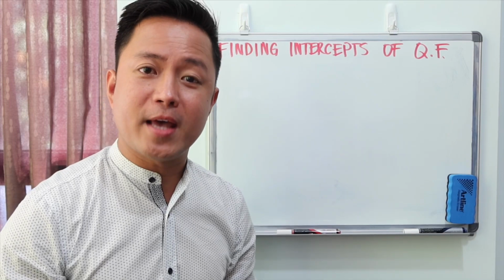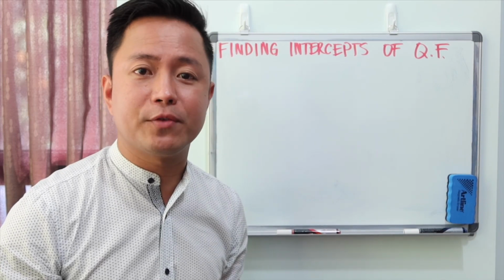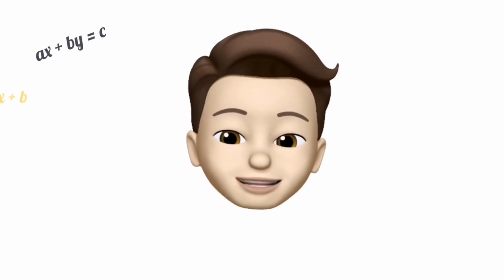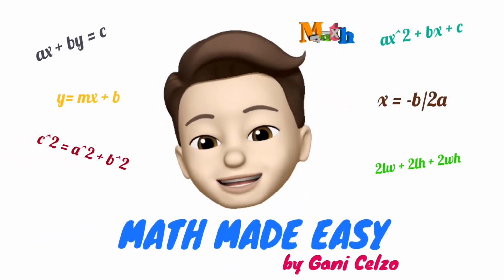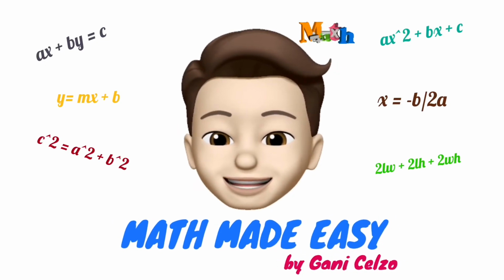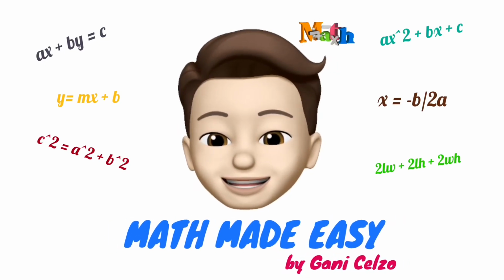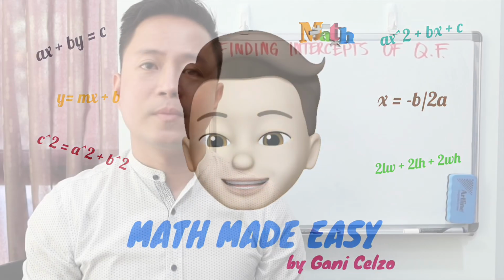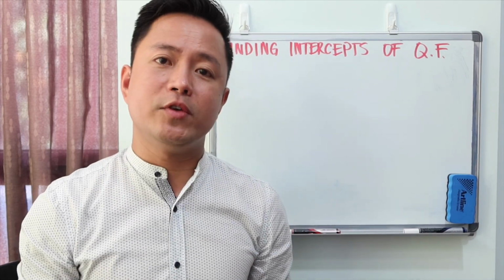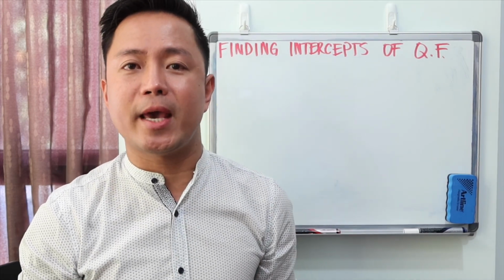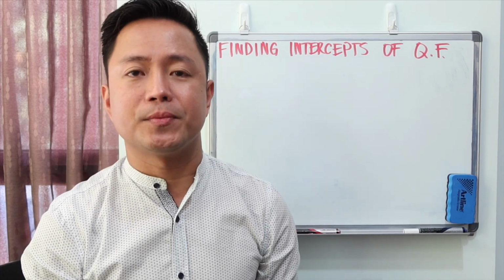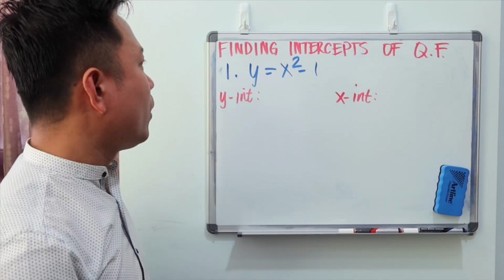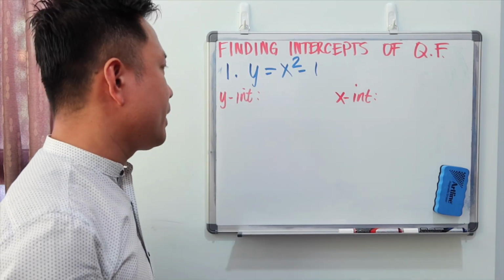How do you determine the x and the y-intercepts of a quadratic function? In today's tutorial, I will give you some strategies on how to find the x-intercept and the y-intercept of a quadratic function. Let's have example number 1, y is equal to x squared minus 1.